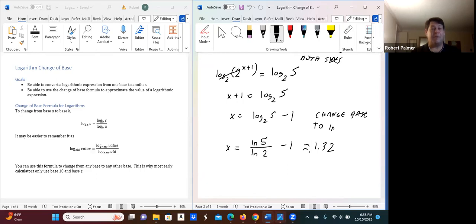Okay. All right. So that's how you use the change of base formula to go from one base to another and approximate any log you need to.